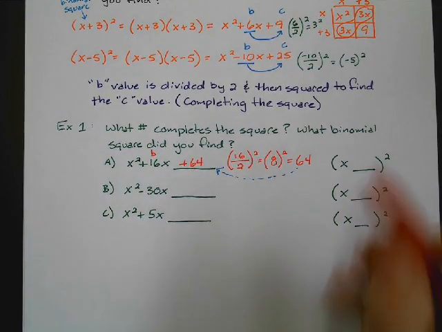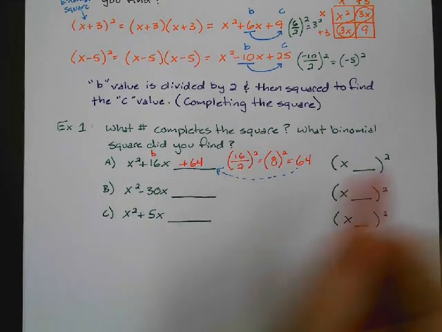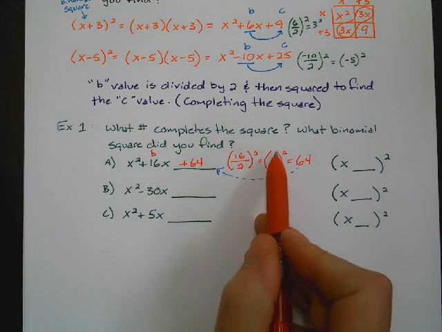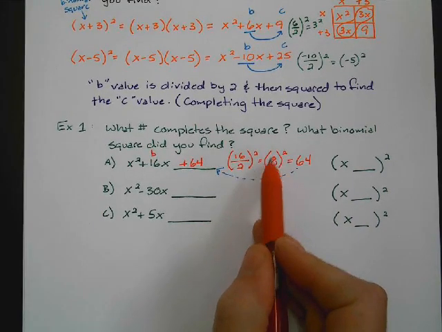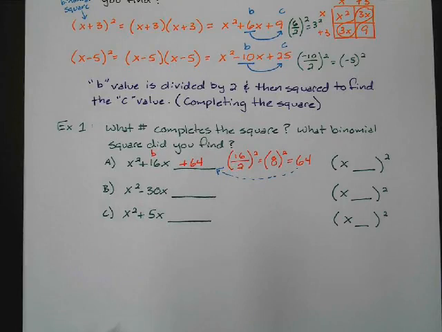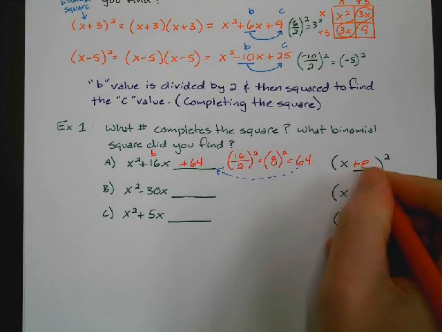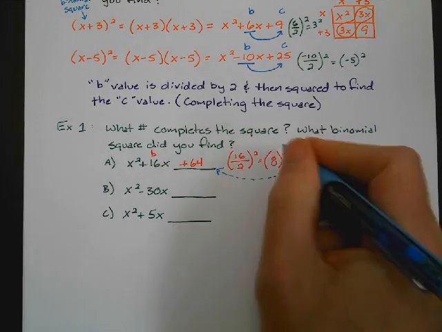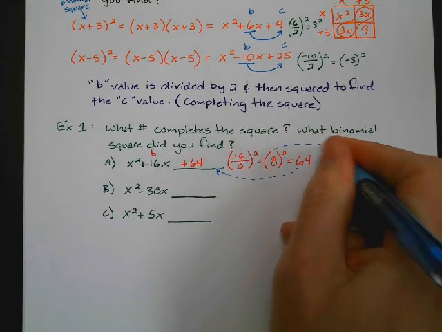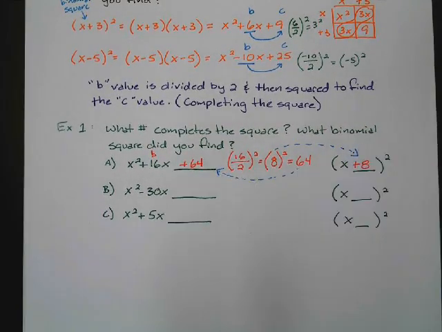All right, so what perfect square did we just make? Well, we have to look and see what number we squared right here. We squared 8. So this is the perfect square of x plus 8 squared. So whatever number you square right here is the perfect square that you're making. All right, let's take the second one.